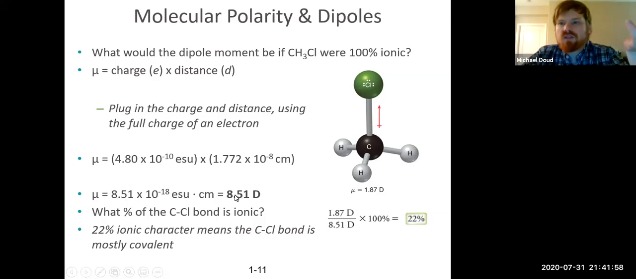So then we ask ourselves, what percentage of that carbon-chlorine bond is actually ionic? The way that we do that is we take the actual dipole moment, divide it by this theoretical 100% ionic one, which was 8.51, multiply it by 100 because it's a percent, and that gives us the percent ionic character. So again, these are just ways that we can measure the polarity of a bond. We can either talk about its dipole moment or its percent ionic character.